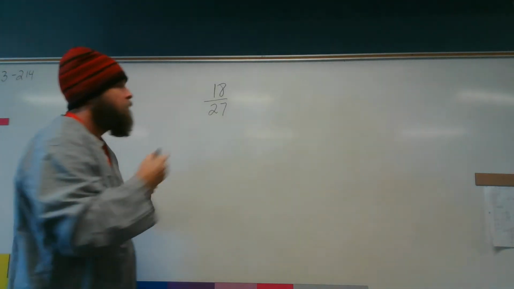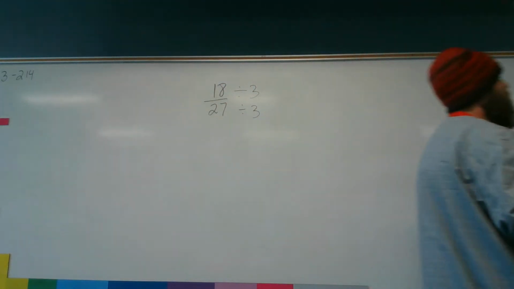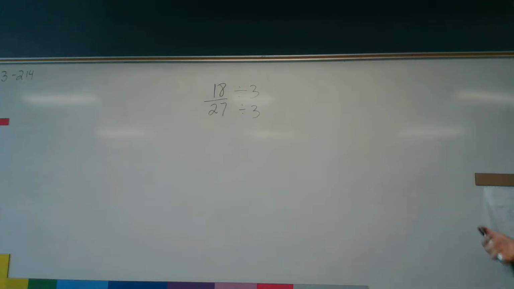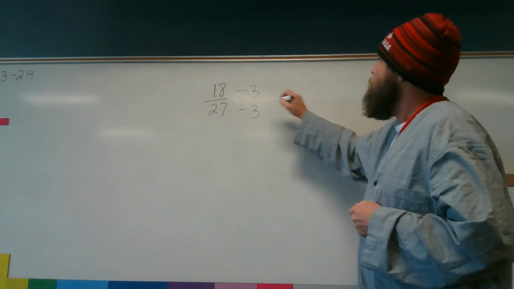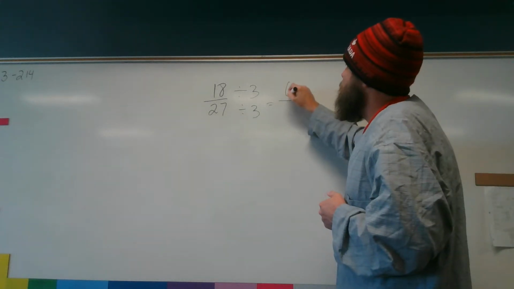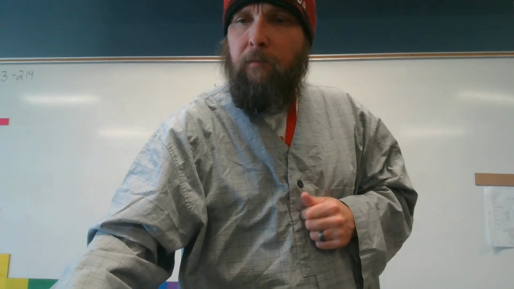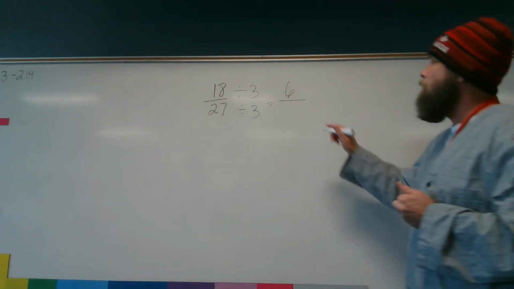3. Awesome. Now, 3 is not my greatest common factor. It's not. But I don't want to make my whole chart. So I'm going to start with dividing it by 3. So, Blake, what is 18 divided by 3? 6. Awesome. And let's see. Bryce, what is 27 divided by 3? 9. Awesome.